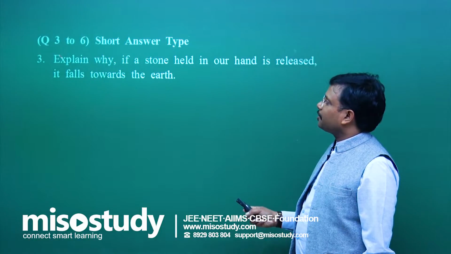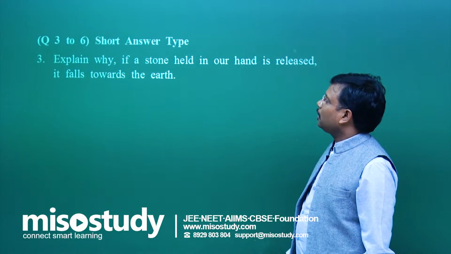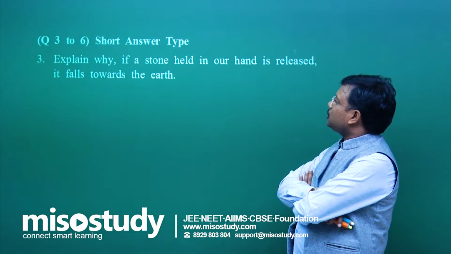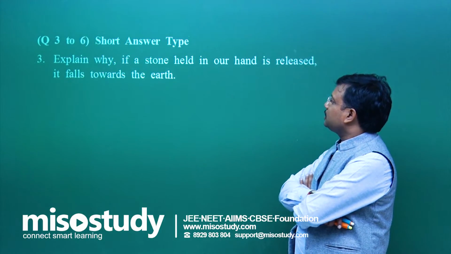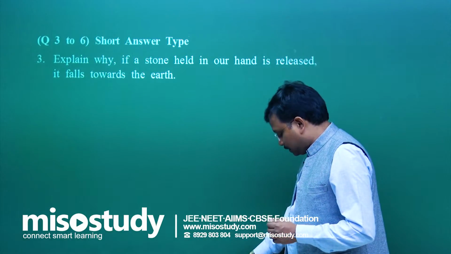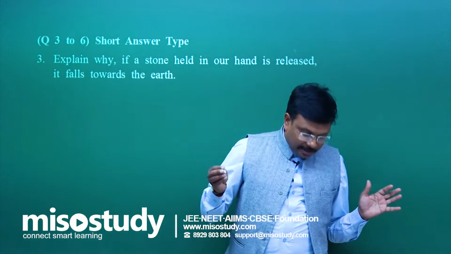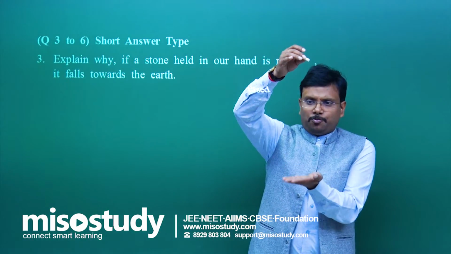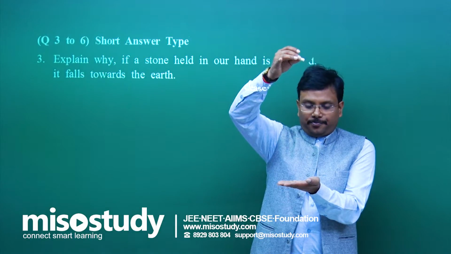Questions 3 to 6, short answer type. Explain why if a stone held in our hand is released, it falls towards the earth. Well, I do not have a stone, otherwise I will hurt my legs. So, I have this small piece of chalk, fine. I hope this much is visible to all of you.